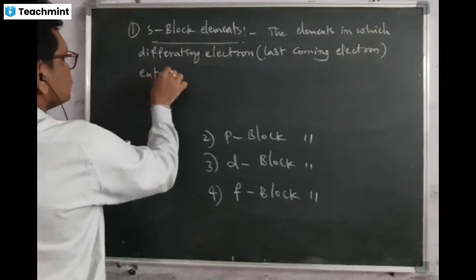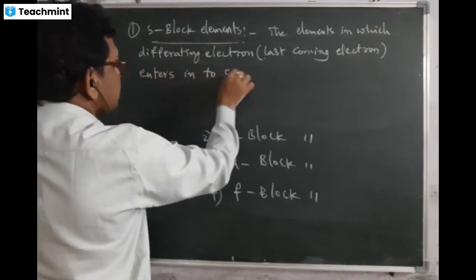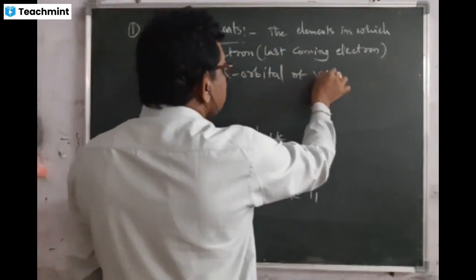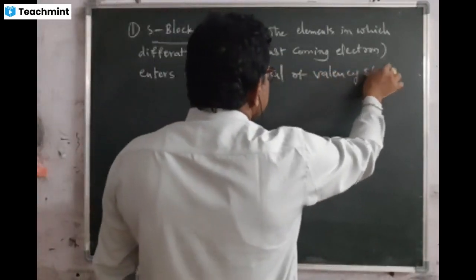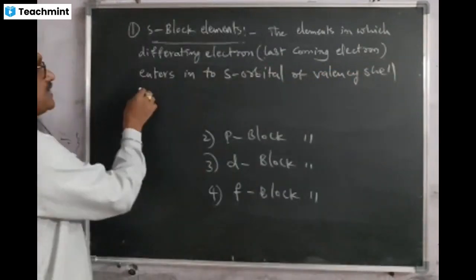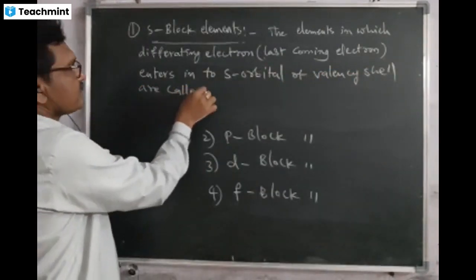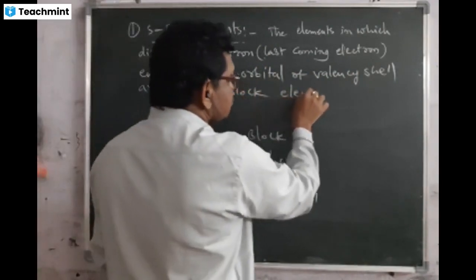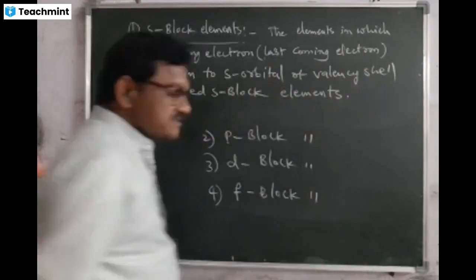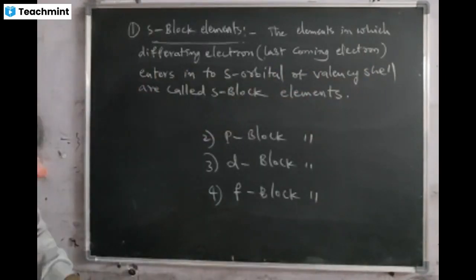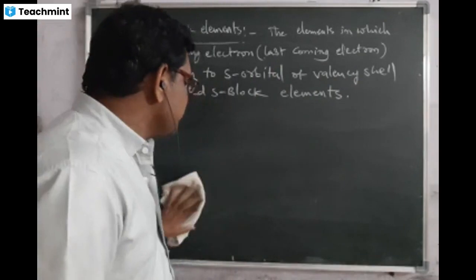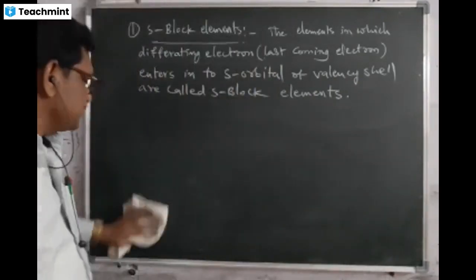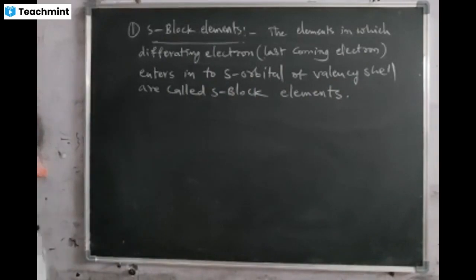S orbital of the valence cell. Elements in which it enters into the S orbital of the valence cell are called S block elements. Okay, this is the definition you remember. S block element means the last coming electron or differentiating electron enters into S orbital of the valence cell.